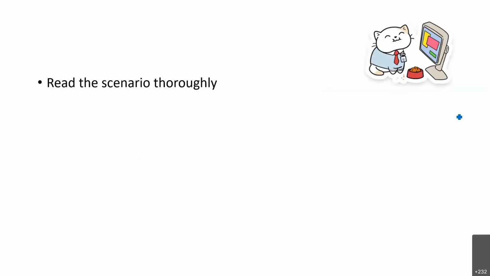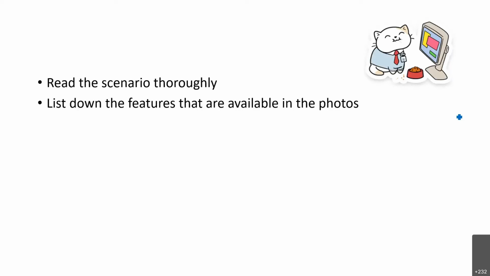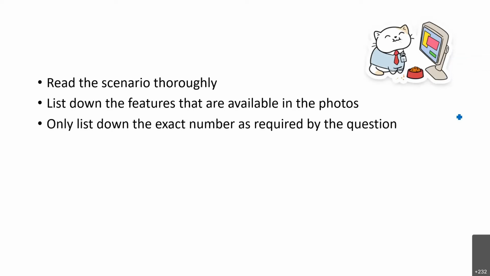Number one, read the scenario thoroughly, because the scenario will give you some ideas on what is going on in the question you are going to answer. Number two, list down the features that are available in the photos or photomicrograph. Do not list features that you just remember or that come to your mind during the exam, but take a look at the photo and photomicrograph, describe it, and list down the features relevant to the materials given to you. Next, only list down the exact number required by the question. This is another point that I usually stress to almost every student who asks me about the OSCE or OSPE. If the question asks for three gross features, you just list down three gross features relevant to the material given.